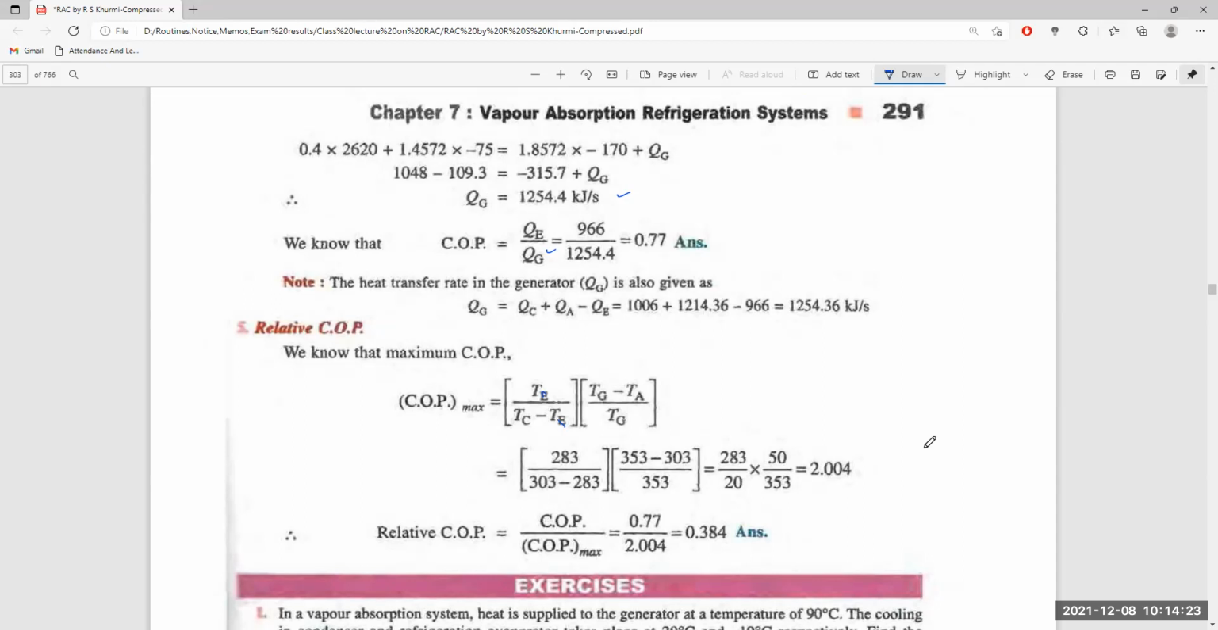So with this, the vapor absorption system is complete. Let us go for the psychrometry.